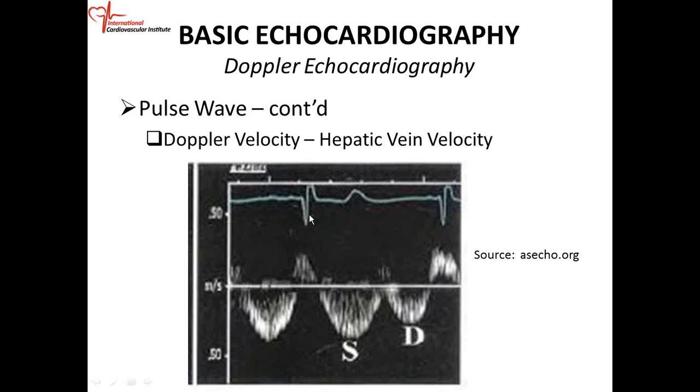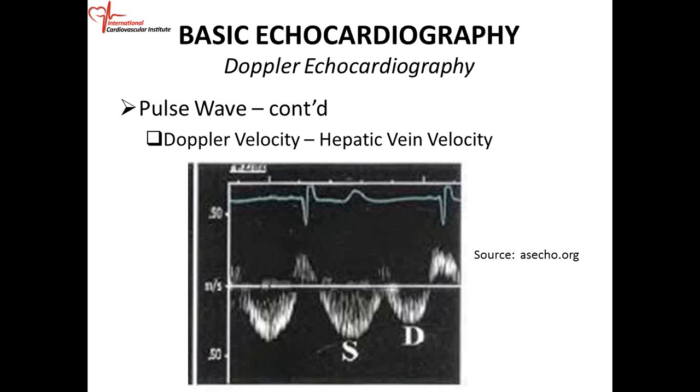So this is your ECG on top. Systole is from the QRS to the T wave. Diastole is from the T wave to the QRS. So you have a systolic, a diastolic, and an atrial reversal. If you think about it, in systole, the blood flows from the hepatic vein into the IVC. In diastole, it also flows from the hepatic vein to the IVC. But when the atrium contracts, it pushes the blood in the opposite direction.